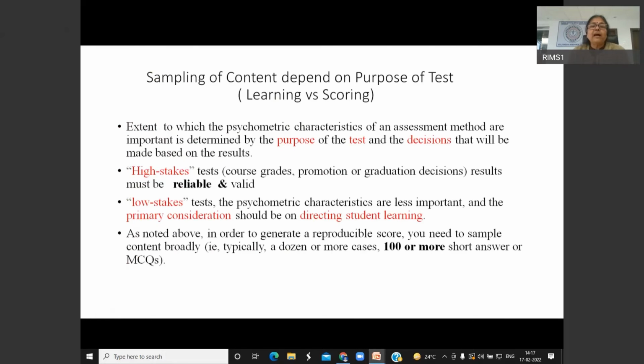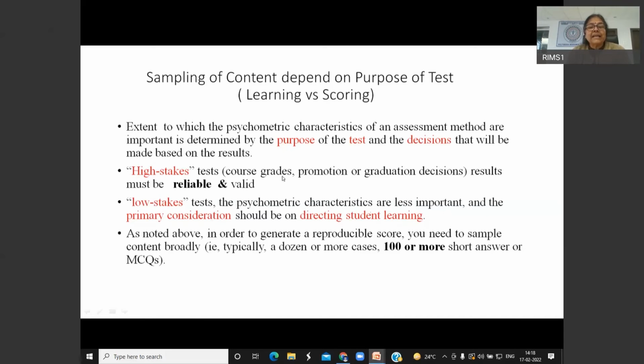Now let us come to the sampling of the content, which depends on the purpose of the test. So we should take care for which purpose we are formulating this MCQ. If it is for a class test or formative assessment, where we are going to give feedback to the student, then we have to sample the content in a different way, because we want to cover maximum content so that the students can learn. Here the purpose is learning, and not assessment, ranking, or scoring of the student's performance. So that is low stake. Here learning is the main motto.